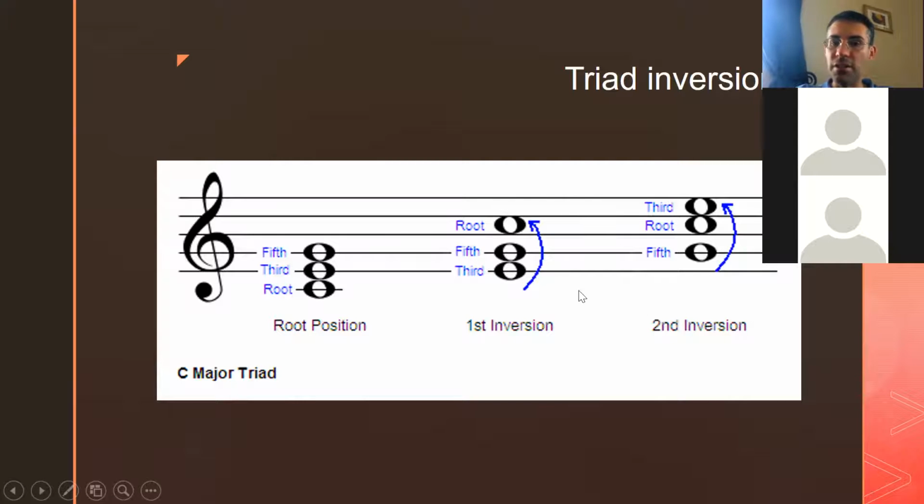Okay. Notice all of these chords have the same notes in them, C, E, and G. Okay. C, E, G, E, G, C, G, C, E. They are just in a different order each time. Okay. But the note that is at the bottom is different. Root is root position. Third is first inversion. Fifth is second inversion.